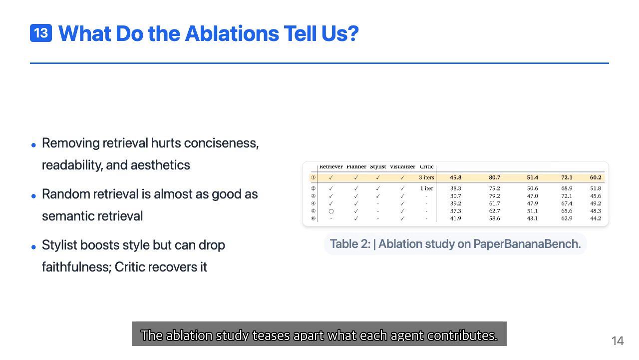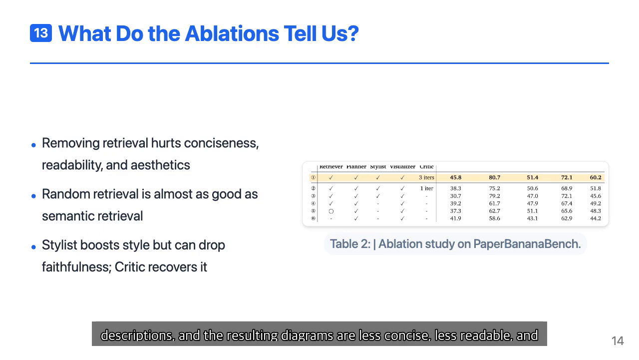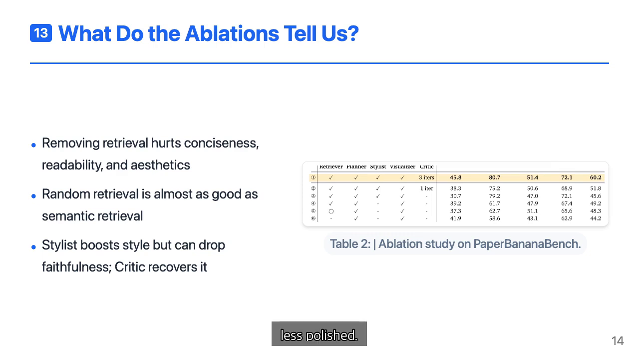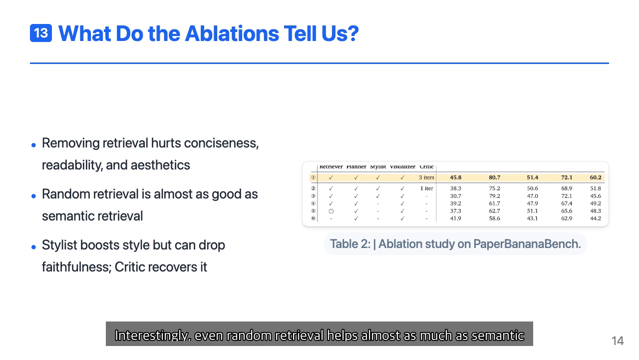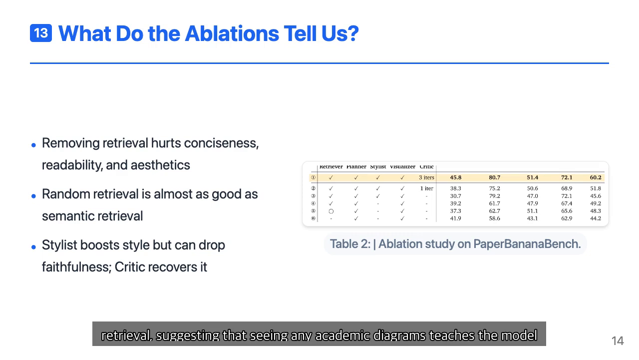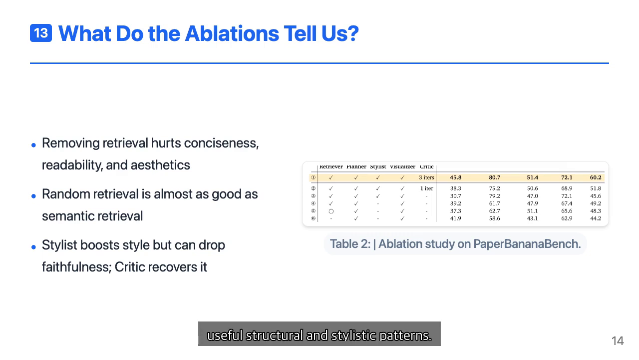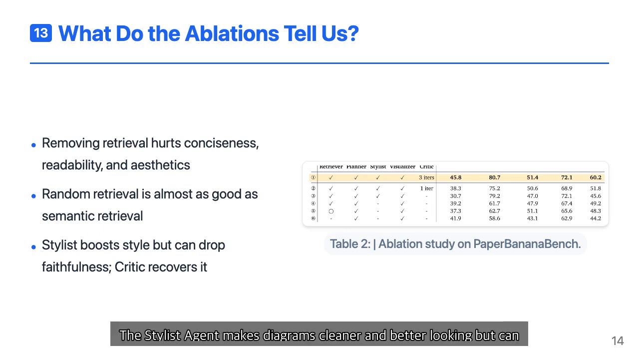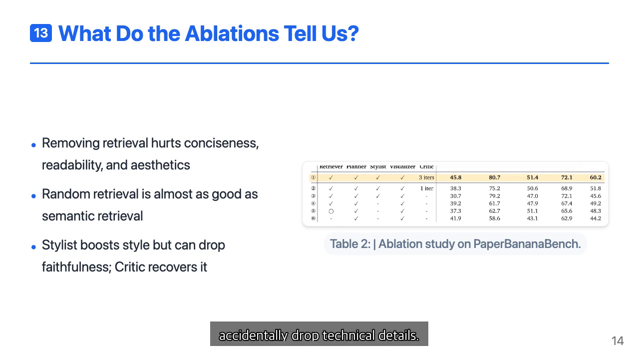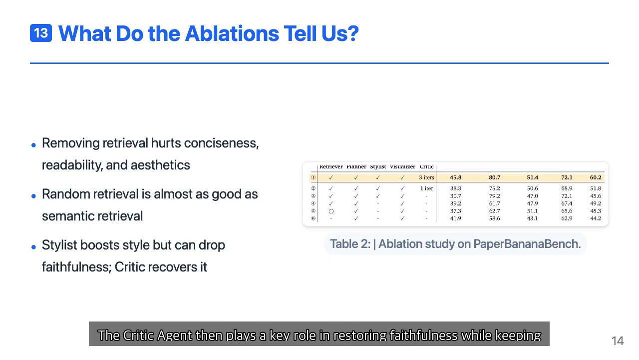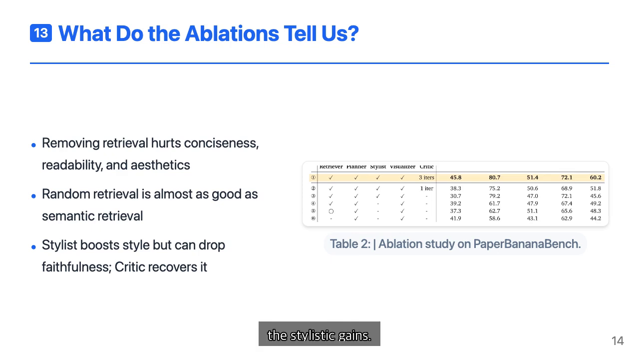The ablation study teases apart what each agent contributes. Without any retrieval, the planner tends to produce verbose, cluttered descriptions, and the resulting diagrams are less concise, less readable, and less polished. Interestingly, even random retrieval helps almost as much as semantic retrieval, suggesting that seeing any academic diagrams teaches the model useful structural and stylistic patterns. The stylist agent makes diagrams cleaner and better looking, but can accidentally drop technical details. The critic agent then plays a key role in restoring faithfulness while keeping the stylistic gains.